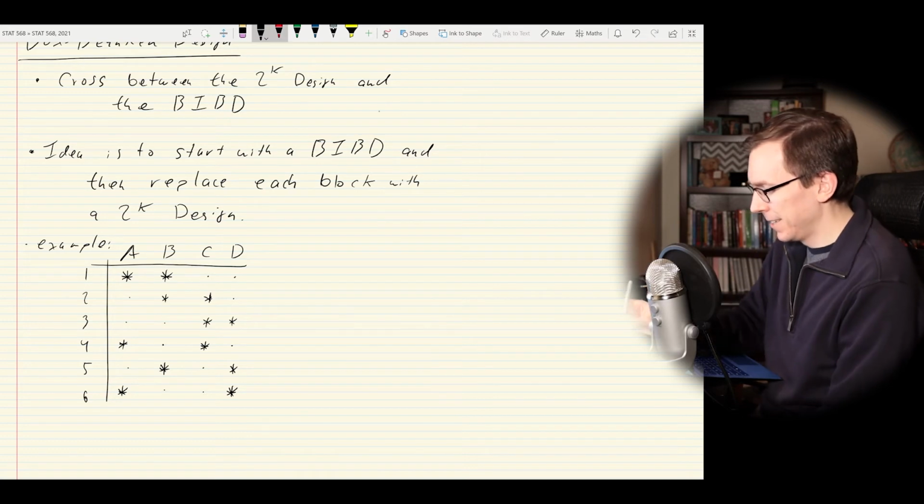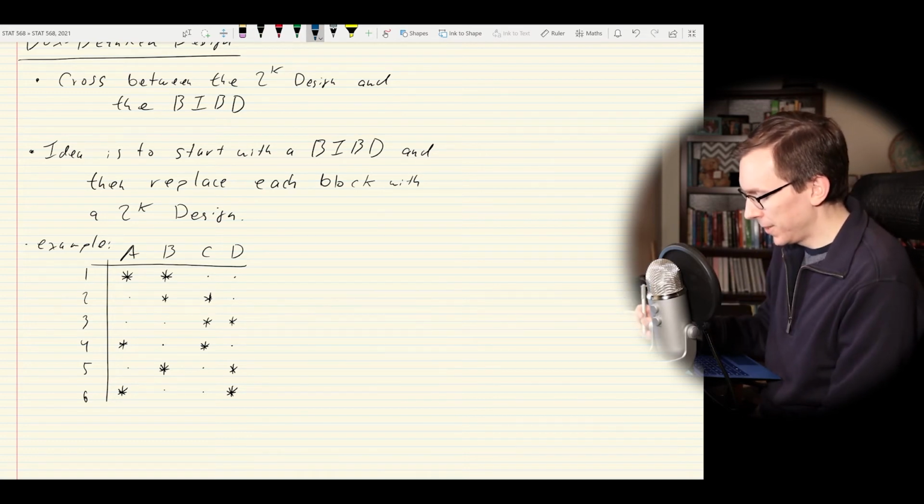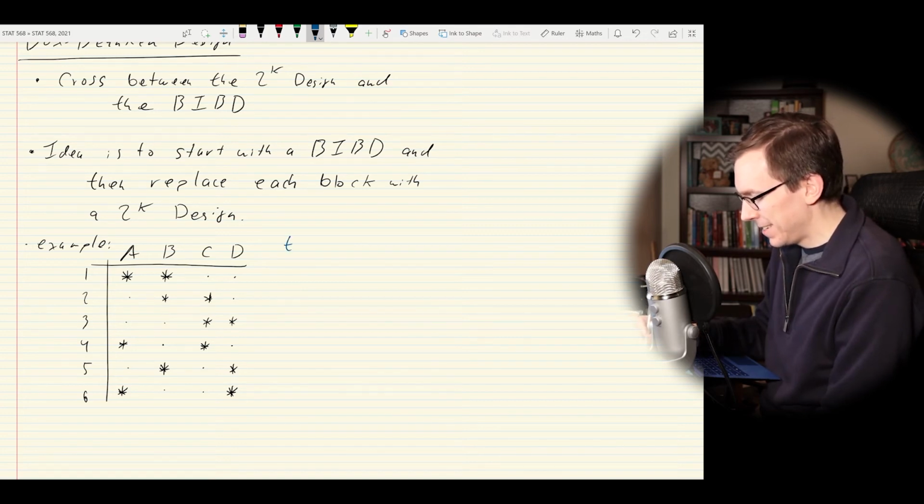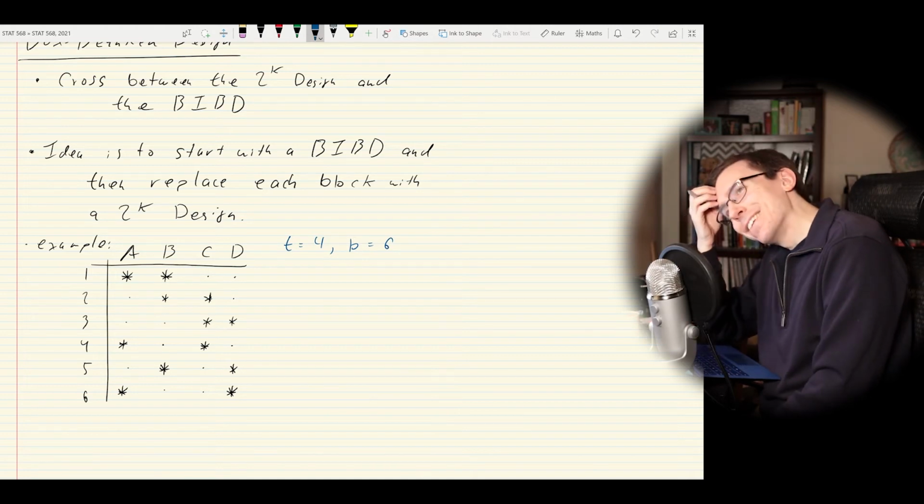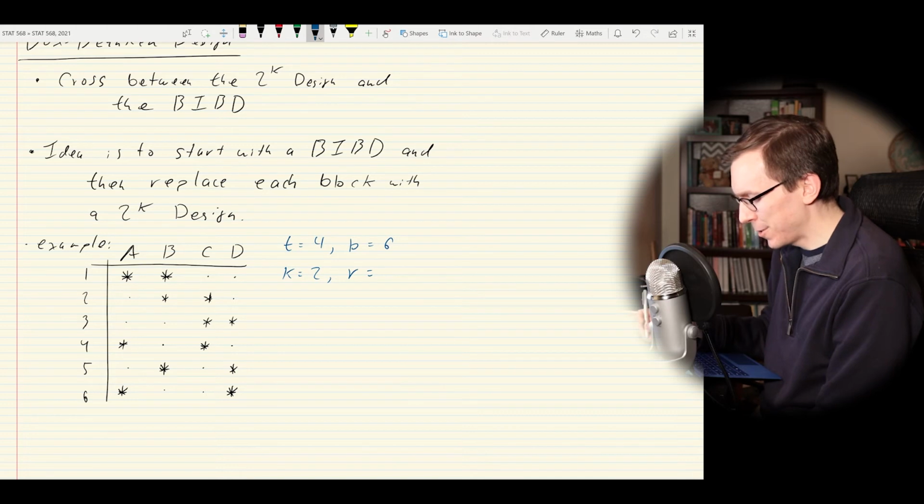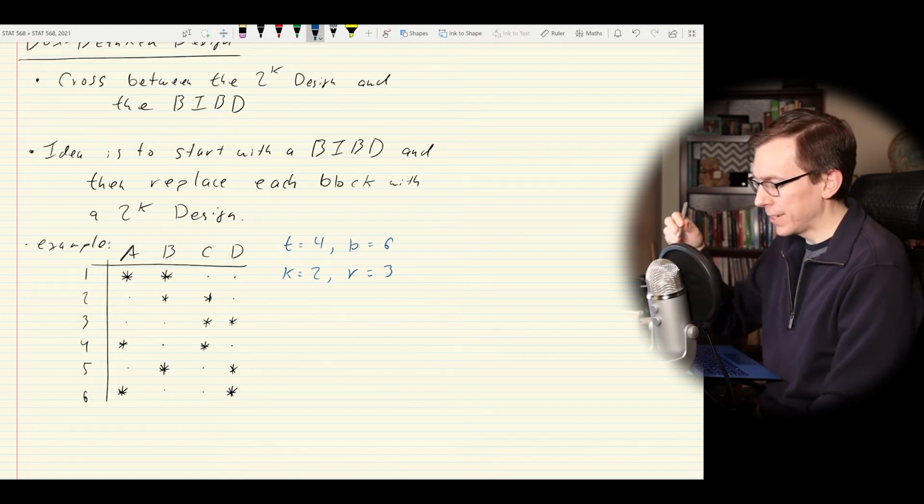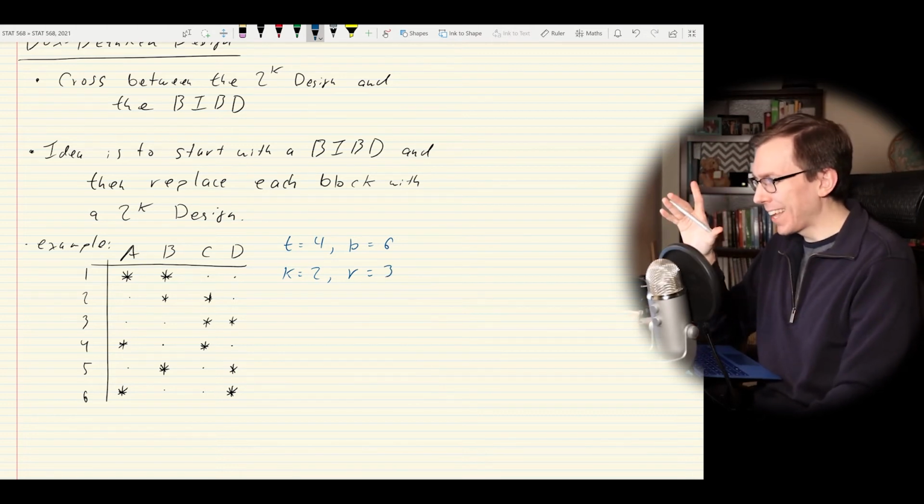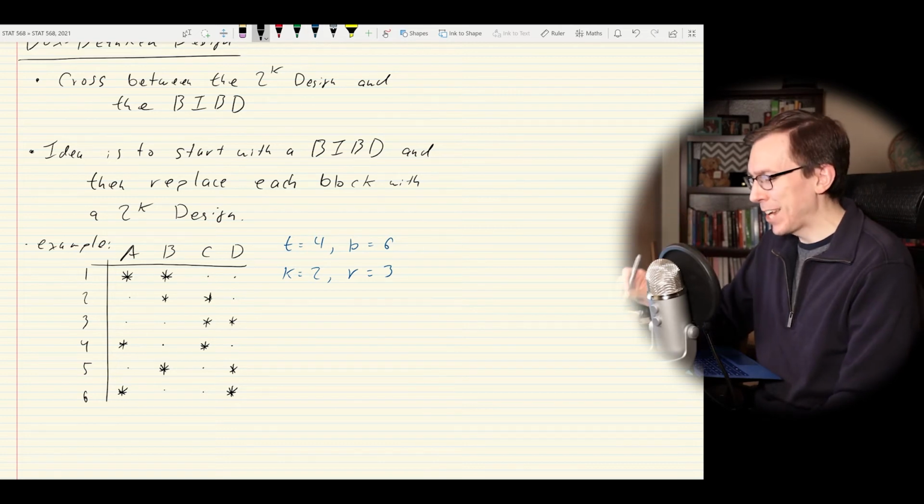This is our BIBD, just to put in all the information here, and it has T equal to 4 treatments, B equal to 6 blocks. Oh, I forget the notation now. I think it was K. I'm going to try K. K is 2 treatments per block, and R is going to be 3 blocks for every treatment. And hopefully I got that right with the notation from chapters in my notes ago.